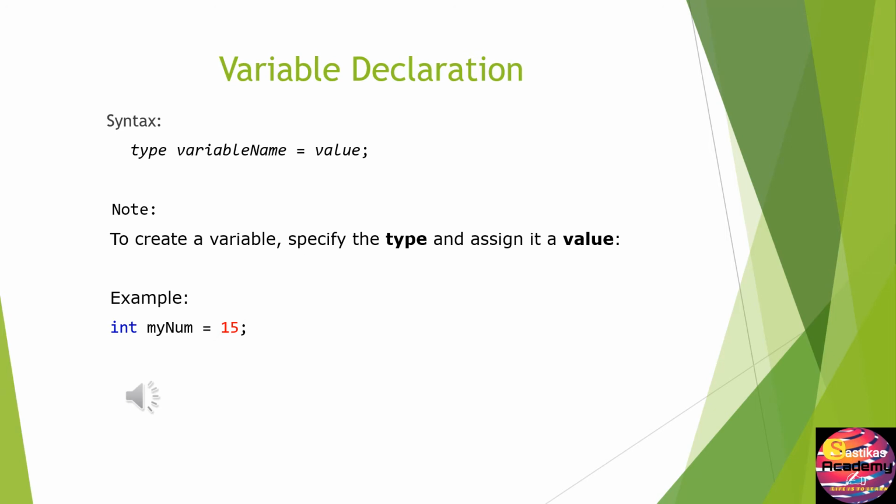For example, int myNum equal to 15. Int is the type of the variable, integer type, and this is the name. You can use other names also, and the value is 15. What is the stored value? 15 in myNum equal to 15.